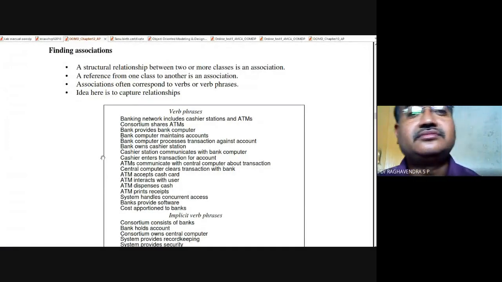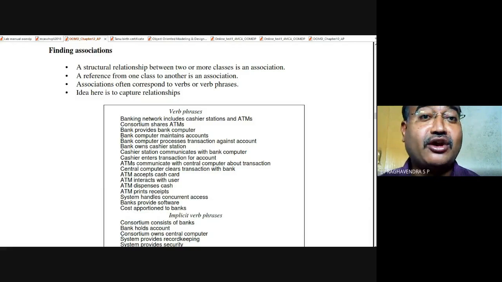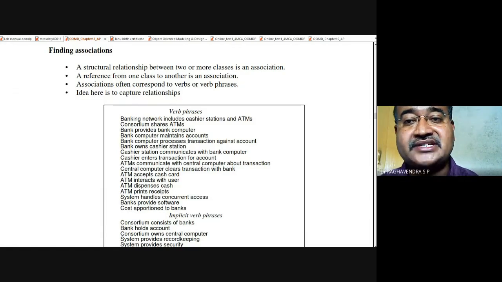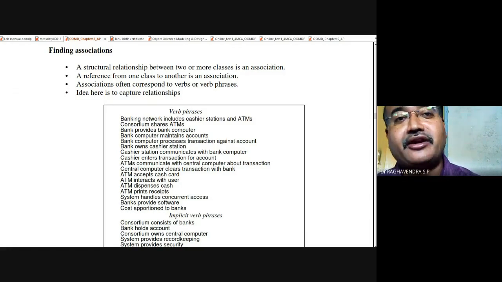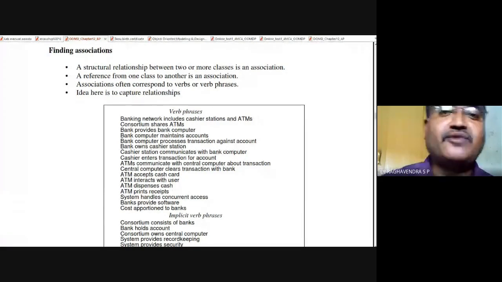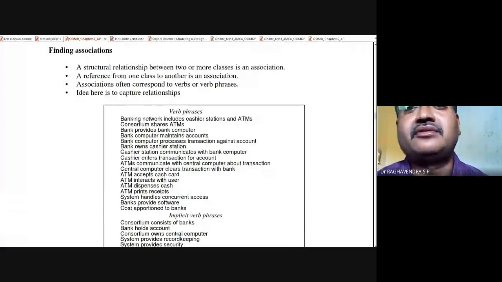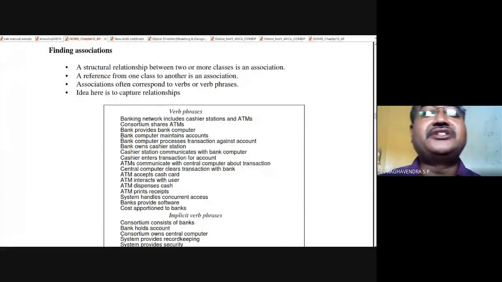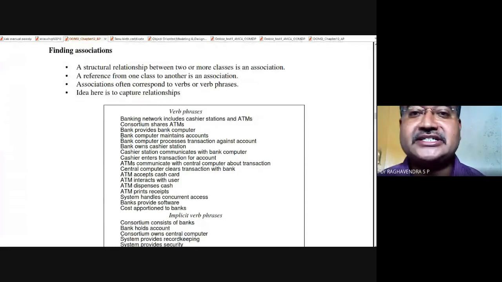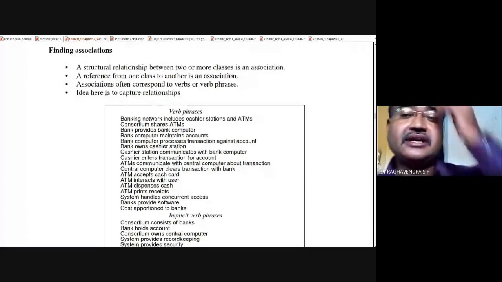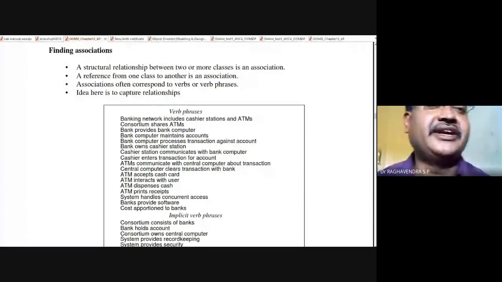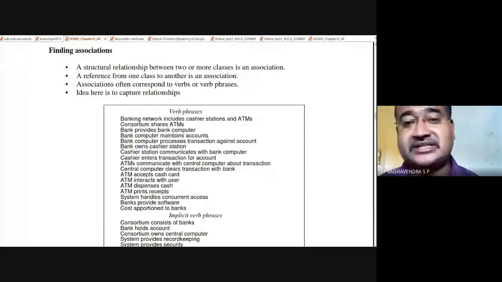So in order to identify the classes, we are going for a noun phrase approach. Noun phrases. Similarly, in order to identify the associations, we are going for verb phrases. A verb, which is called kriyapada in Kannada, always represents some course of action. Based on this approach, we are going to identify the associations. This one I am going to explain in my next class.